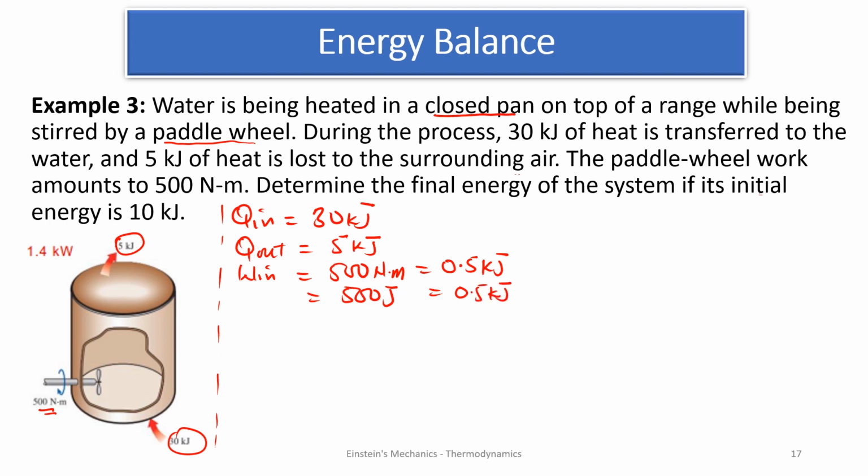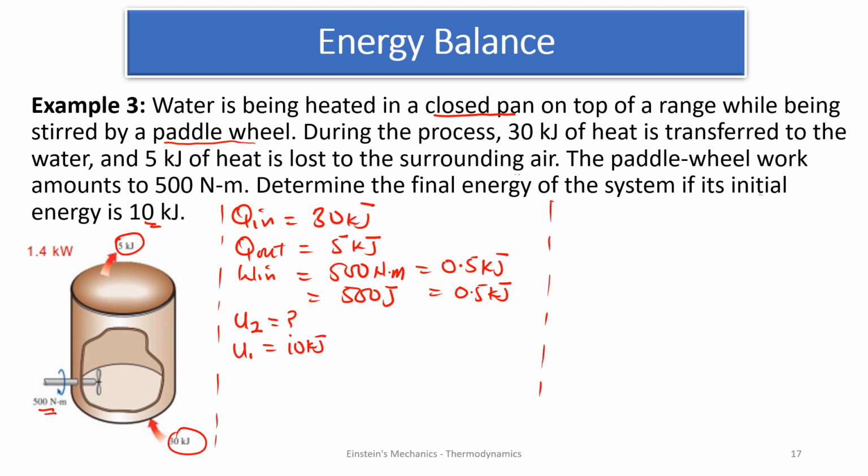All right. So we have the paddle. We are to determine the final energy, which is U2, internal, because it is closed. We don't know. If its initial energy is 10 kilojoule, so our U1 is given as 10 kilojoule. Are we good?